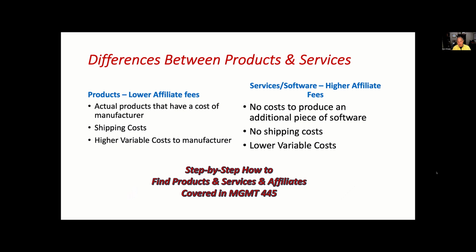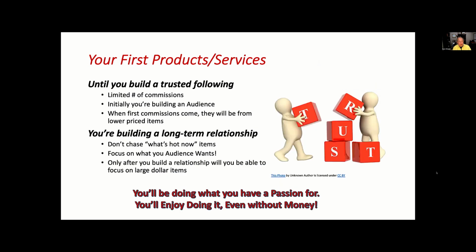Services and software, on the other hand, let's suppose you send them off someplace to get a menu or a workout program. The cost on that is just click and send you a list of how to do it. No shipping costs, lower variable costs, so chances are they'll probably pay you a higher fee. And we'll go step by step on how to find products and services and affiliates, and we'll cover that in Marketing 445.